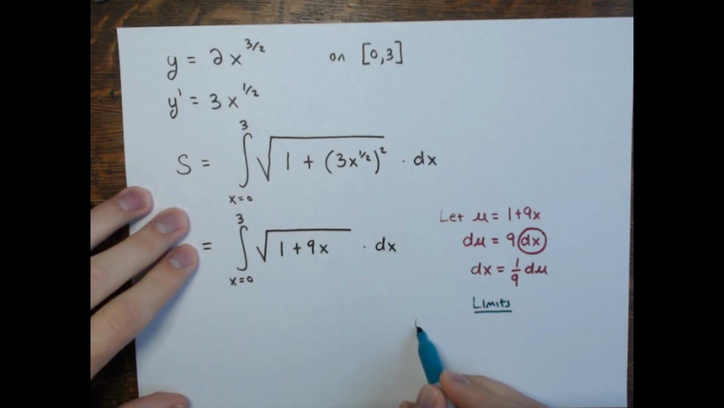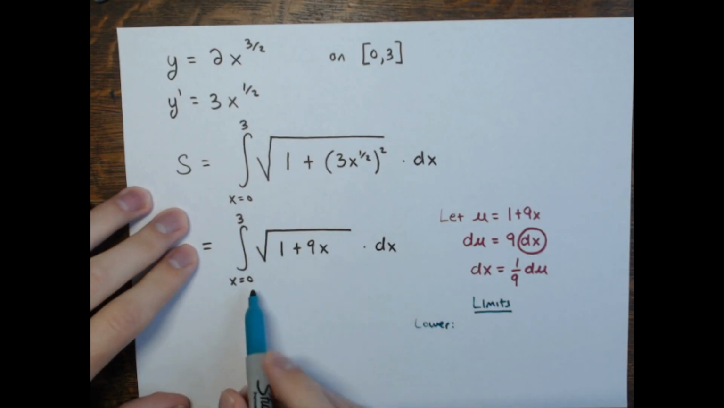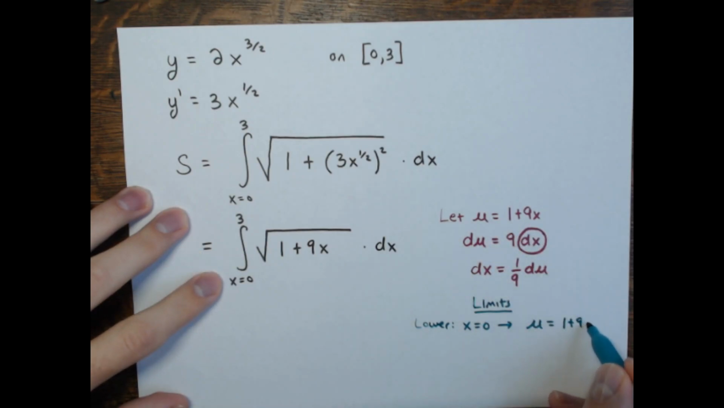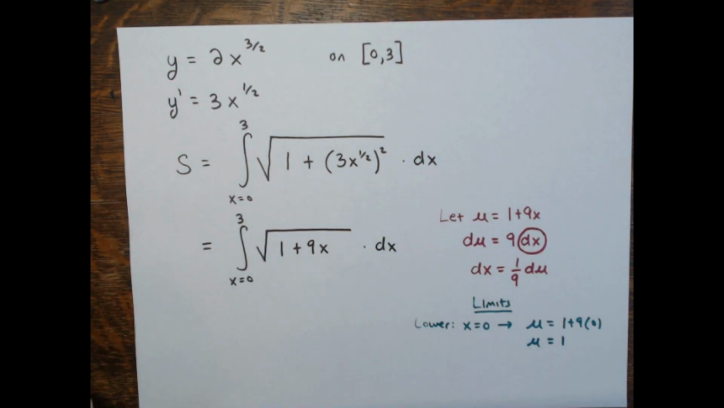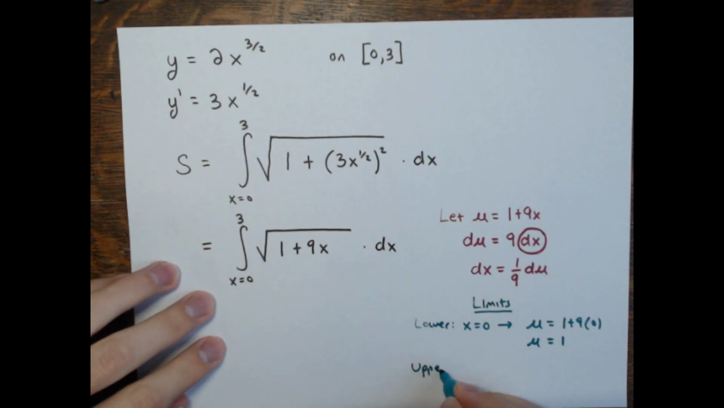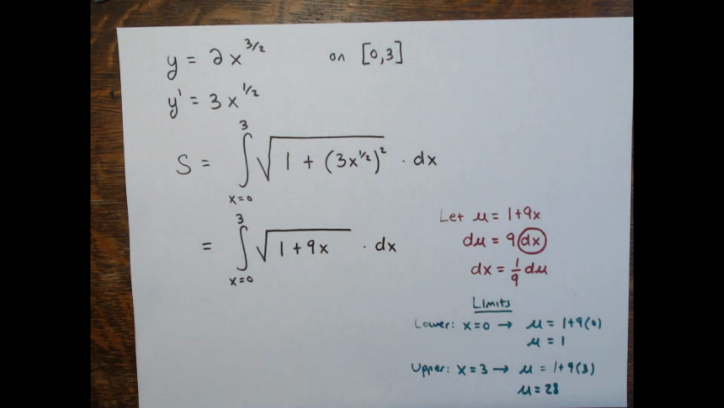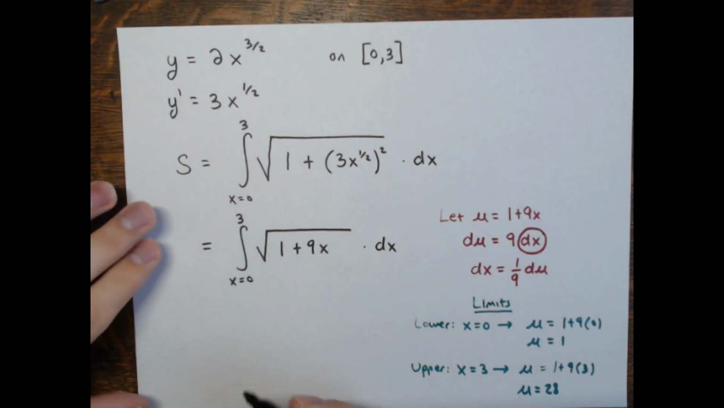So the original lower limit, let's do lower first, was x equals 0. Well, if I go into that substitution I made, u equals 1 plus 9 times 0, we're getting u equals 1 for the new lower limit. And then the upper limit. The original upper limit was x equals 3. And if I go into my substitution, u equals 1 plus 9x, 1 plus 9 times 3, we're getting u equals 28, 27 plus 1. So I'll make all these substitutions.